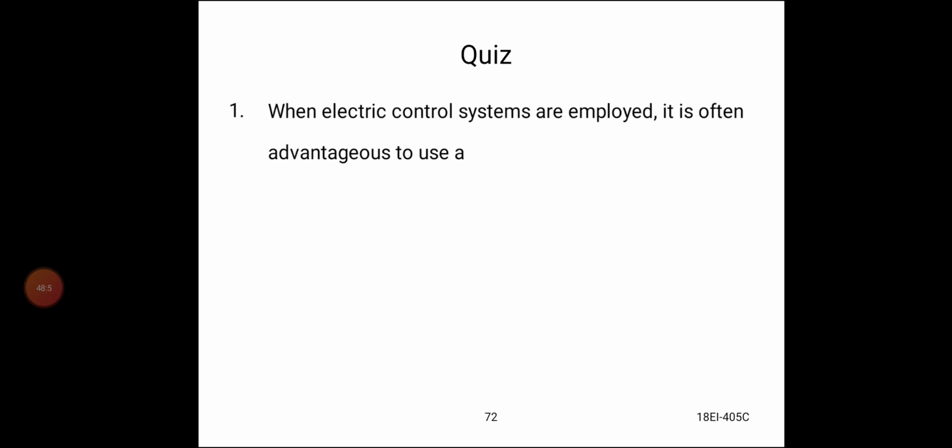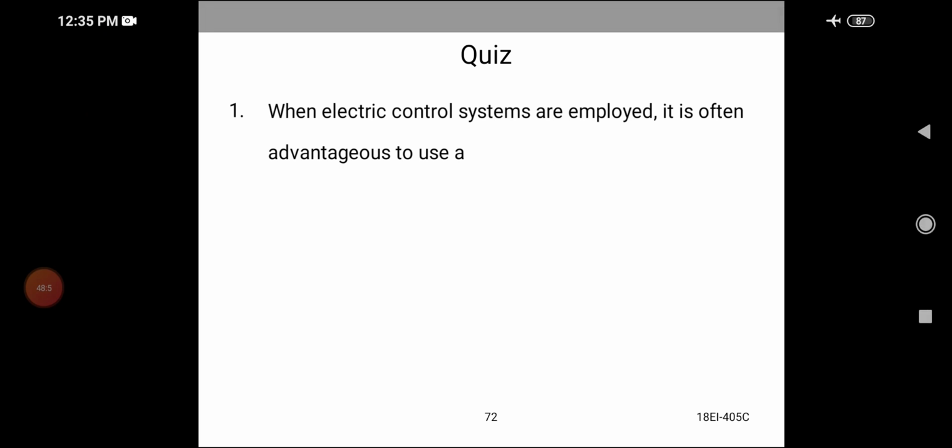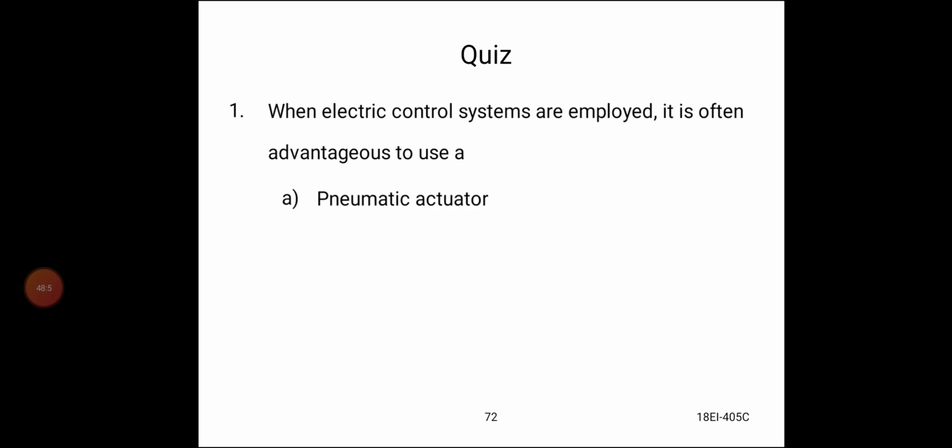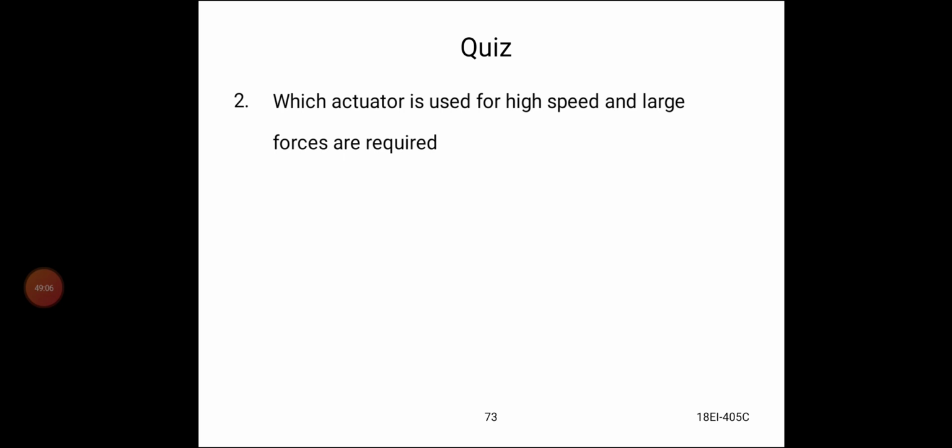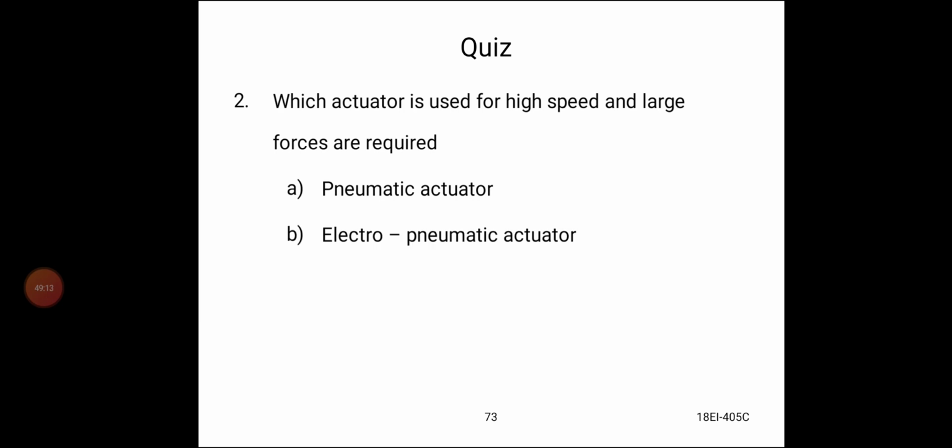First question: when electric control systems are employed, it is often advantageous to use a: A. pneumatic actuator, B. hydraulic actuator, C. both A and B, D. none of the above. The answer is pneumatic actuator. Quiz: which actuator is used when high speed and large forces are required? Pneumatic actuator, electro-pneumatic actuator, hydraulic actuator, or none. The answer is hydraulic actuator.